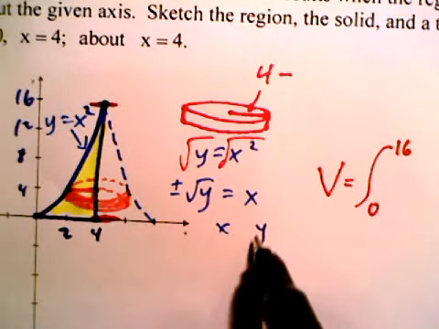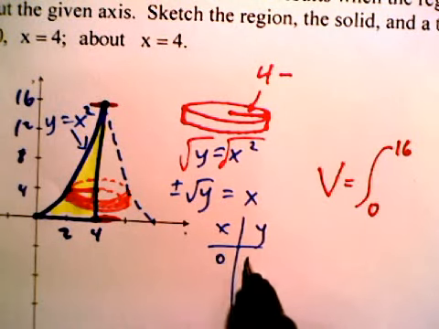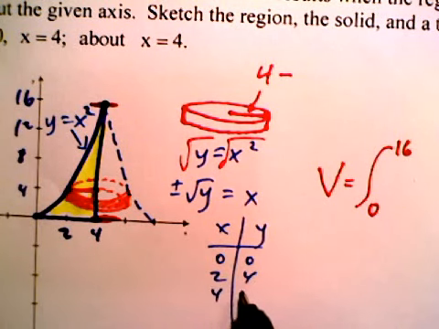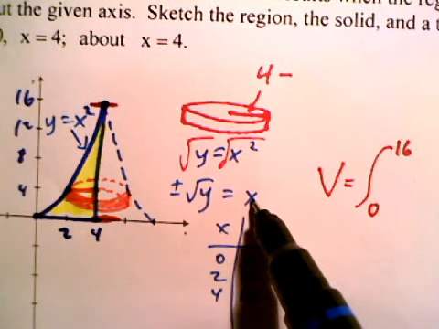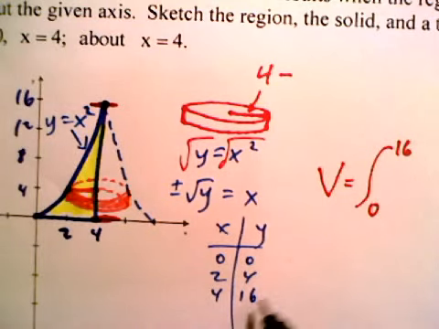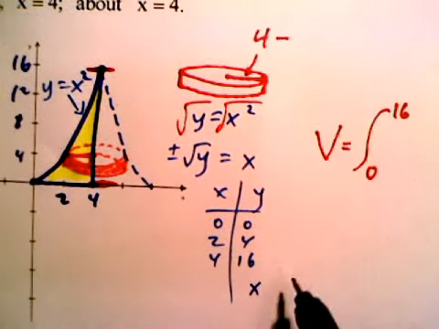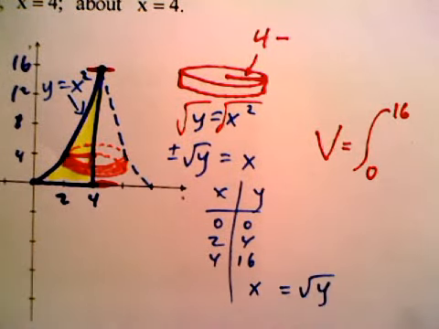Well, if you were to plot a couple points, we have the points 0, 0. That's not going to help us. We have 2, 4, and we have 4, 16. Well, if we plug in 16 for y, the only way that we're going to get 4 for x is if x happens to be the positive square root of y.